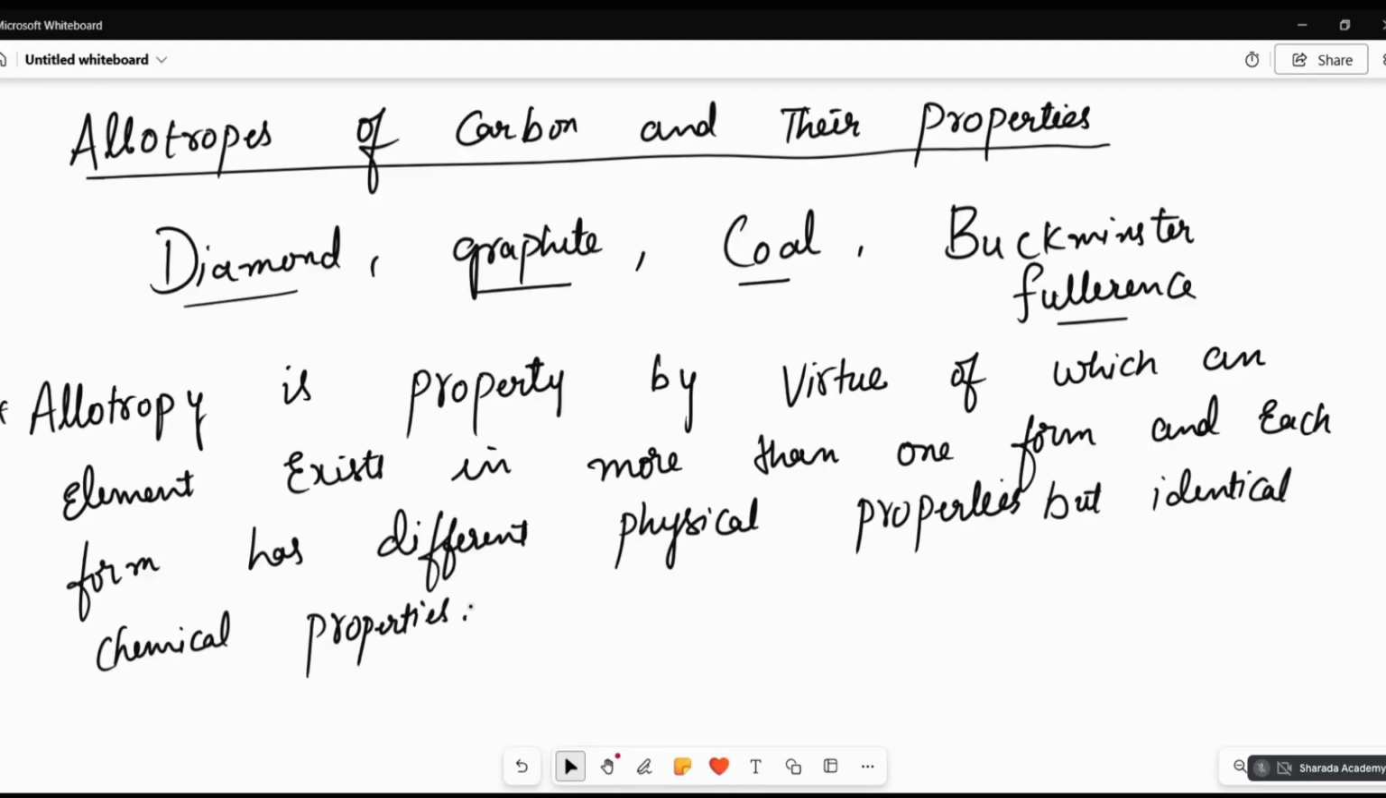Tell me why it has identical chemical properties. Just now we told why it has identical chemical properties. They contain the same thing. All contain carbon itself. So their chemical properties should be the same.